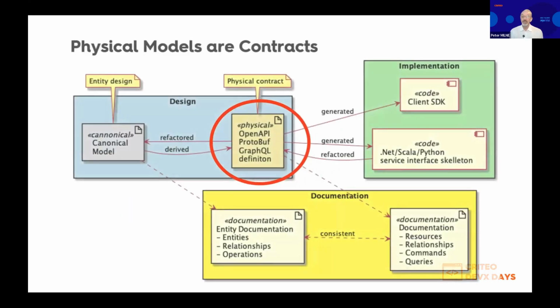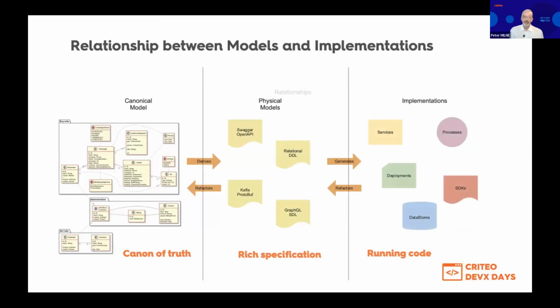Physical models, sometimes called logical models, are the contracts. So in this example, we have derived a physical model from the canonical model, and we're going to produce, say, an API specification or a protobuf specification or a GraphQL schema from it. So they are related to each other. Let me elaborate a bit further.